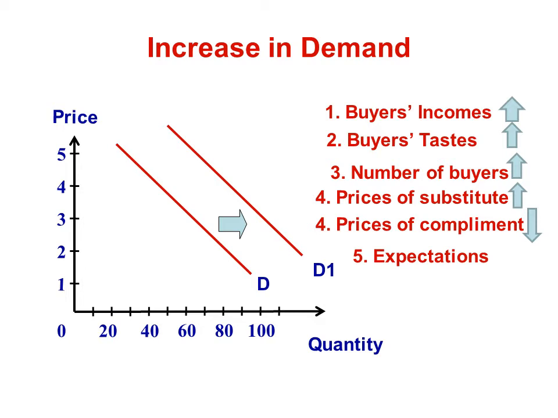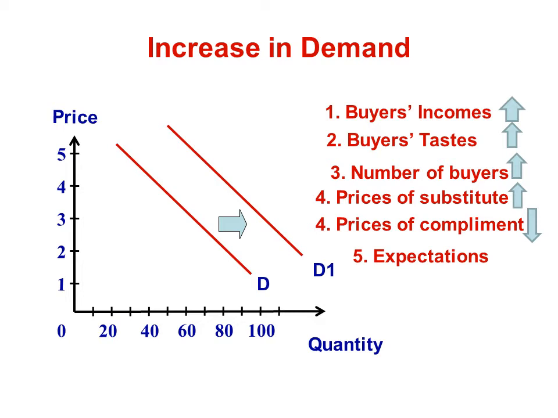So here we've drawn an increase in demand. So assume we started at demand curve D, and the arrow indicates that the curve is shifting right towards D1. So any increase in a curve is always going to be a rightward shift. Any increase in a curve is going to be a rightward shift. So what would cause demand to increase?